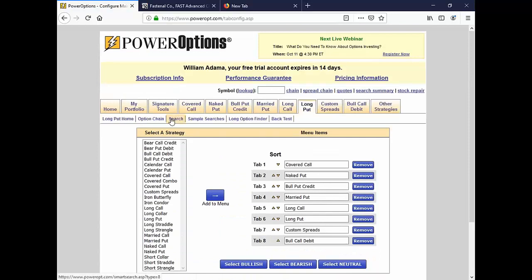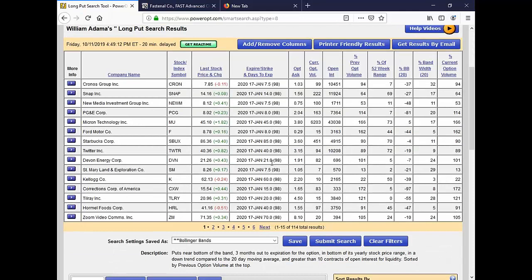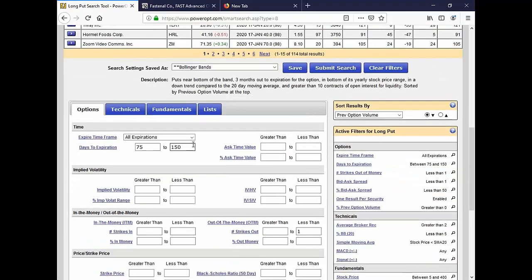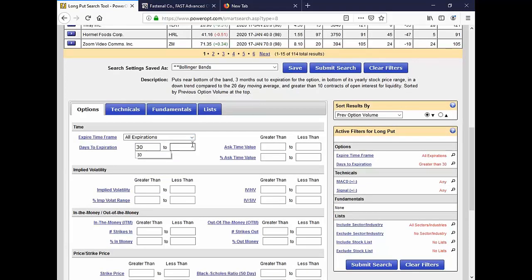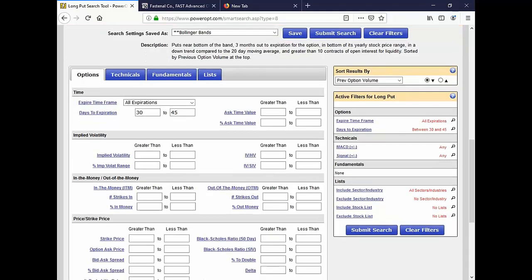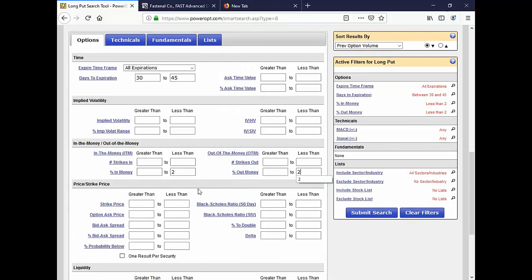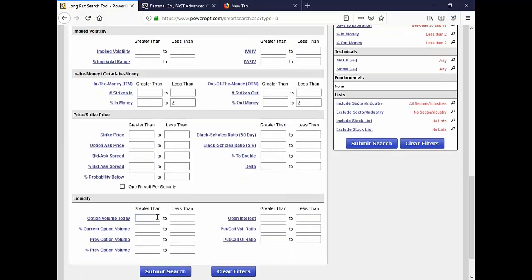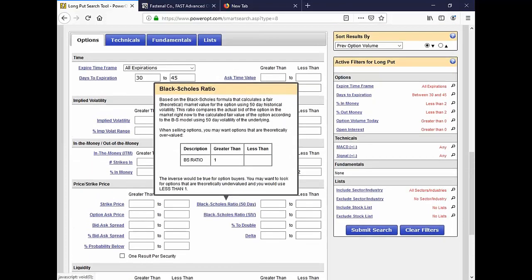Go to long put, same search, Thomas, just with the one thing reversed on the Bollinger Bands, right? So we're going to clear all the filters. I was at 30 to 45 days out in time. That can give us up to 5 or 6 weeks of potential weekly series or standard expiration as well. And you could shorten it, of course. That's all dependent on you. I'm going to keep that percentage, no more than 2% in or 2% out of the money. Basic liquidity, option volume today, and some basic open interest.